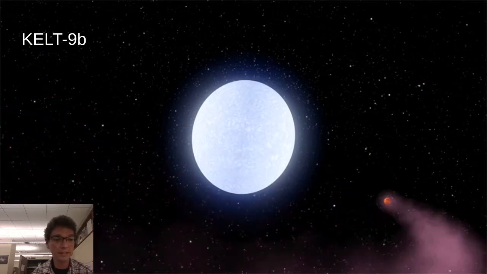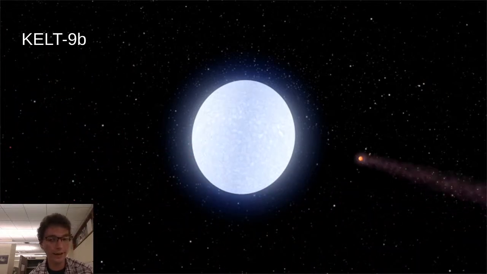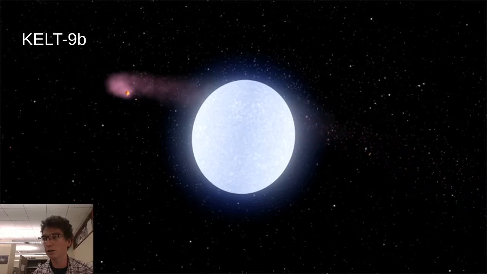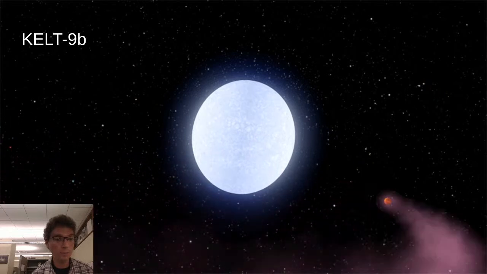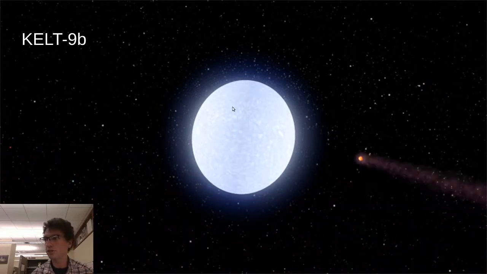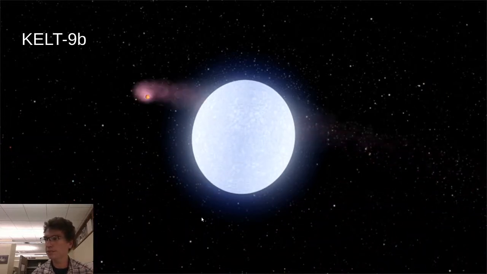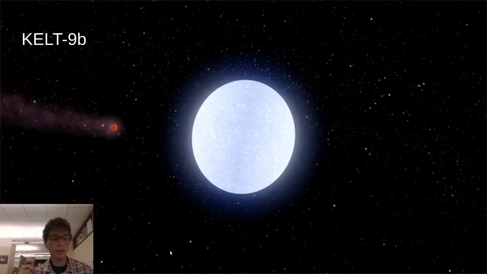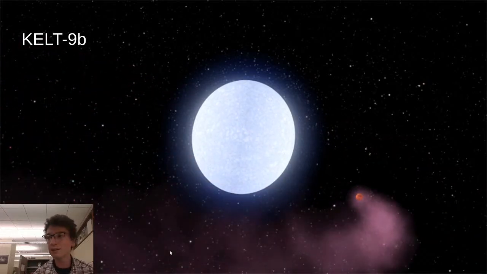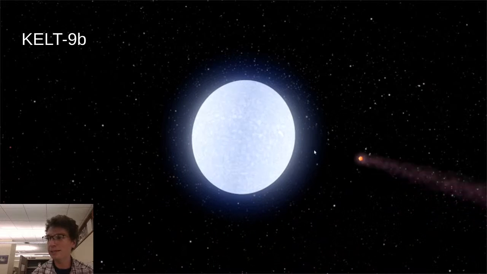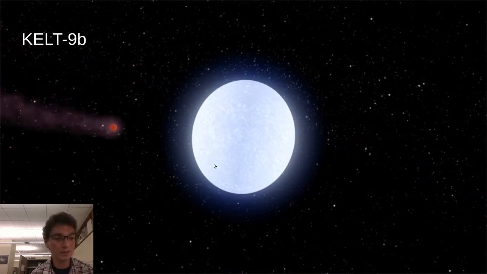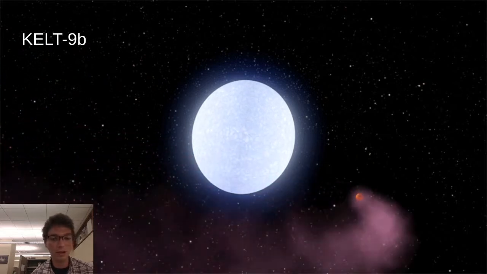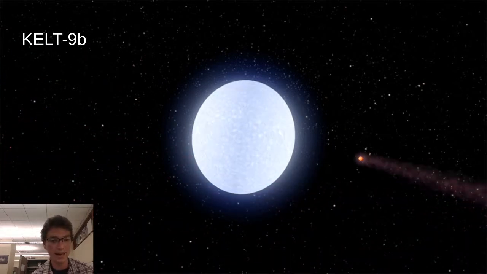This is another piece of evidence that these planets didn't originally form here, because we expect that when planets form, they form in the plane of the star. So there's a disk of material around this star. Planets form in that disk. So for this planet to now be rotated by 90 degrees means something must have happened to send this planet inwards to where we're seeing it today.